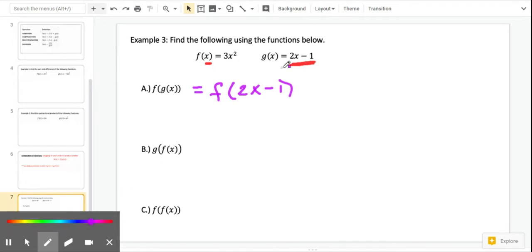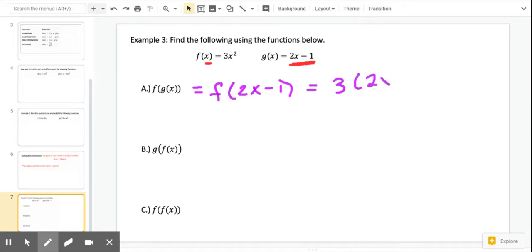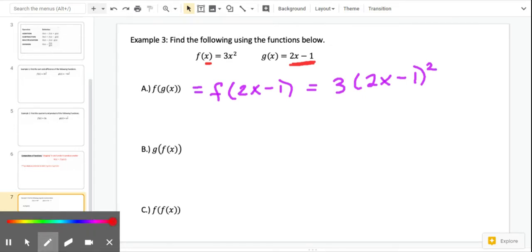So I'm taking my function for g right here, plugging it in for x in the function f. So that's going to become 3, and now this is my function f, 3x squared, but x is being replaced by 2x minus 1. So that's what we did here. We took this function for g and we replaced it for the x in f. So instead of replacing it with a number like we usually do, plugging a number in here, we're replacing it with an entire function.